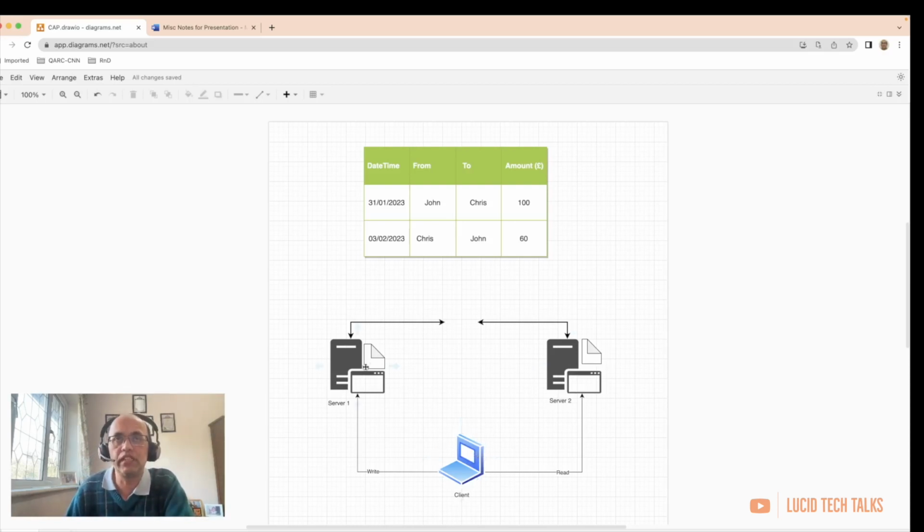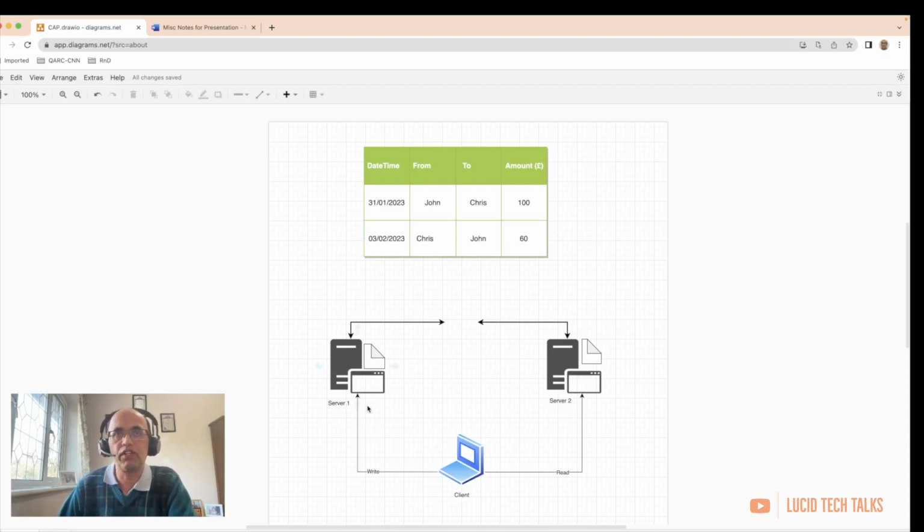So if we say that server 1 goes ahead and completes the request of writing here, and after that, the client asks server 2 how much Chris owes to John, then the answer here, because server 2 doesn't see this second row, it only sees the first row, will still be 100 pounds. Whereas when you ask the same question to server 1, it will say 40 pounds, because now it has got another piece of information.